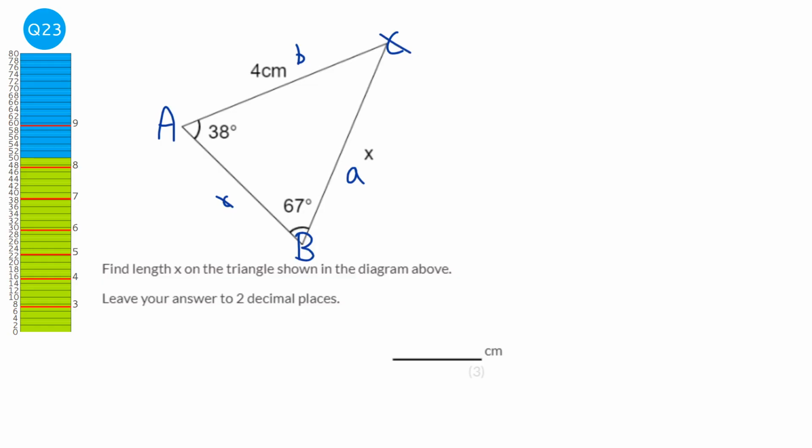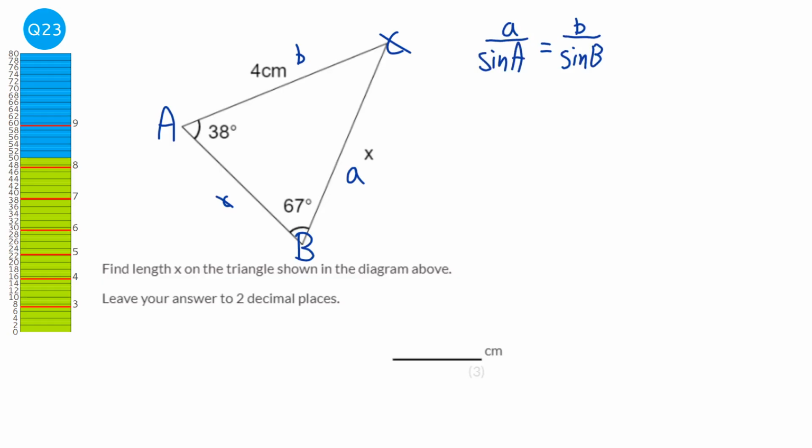Now when you've got two pairs of angles and sides, you're going to be using the sine rule. Now, the sine rule is either sine A over A, or it's A over sine A. Now, when we're looking for a length, we put the length on the top. So it's going to be lowercase a over sine capital A equals lowercase b over sine capital B.